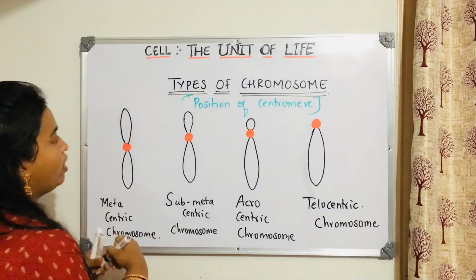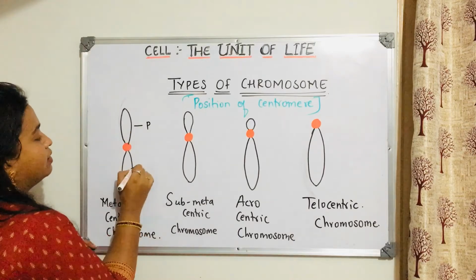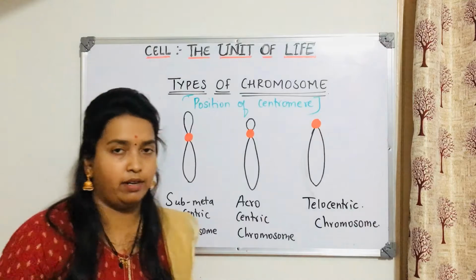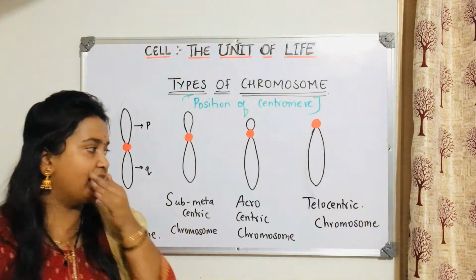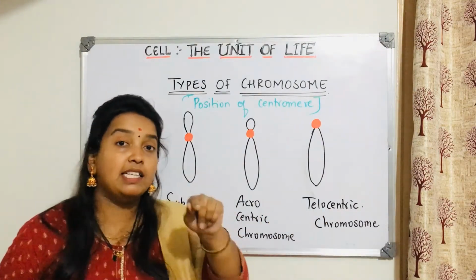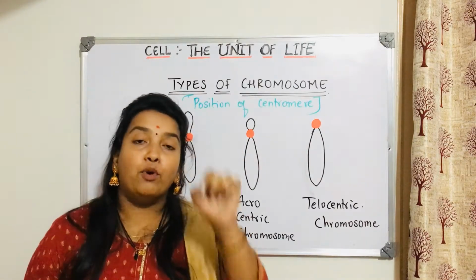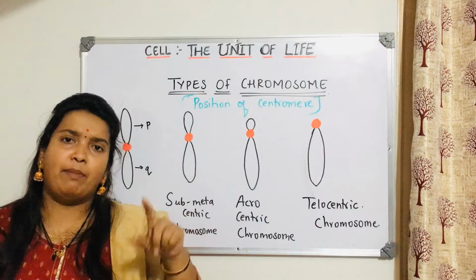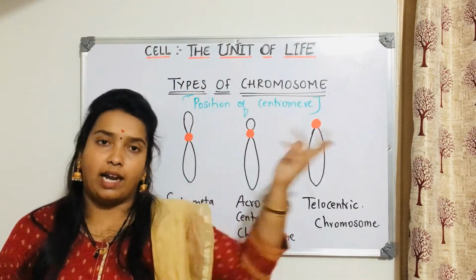I'll write that also if you want. This is called P, this is called Q. Simply just to differentiate, we have named it. That's not mandatory. Anyways, I hope you understood. So this is based on what? Based on the position of centromere. We have divided this. Again, based on number of centromeres, again we have different types.